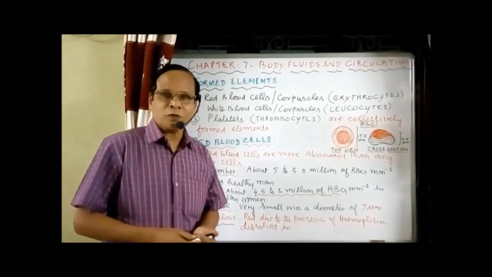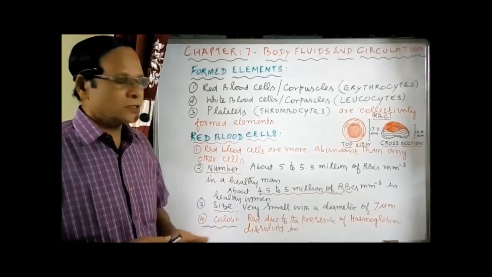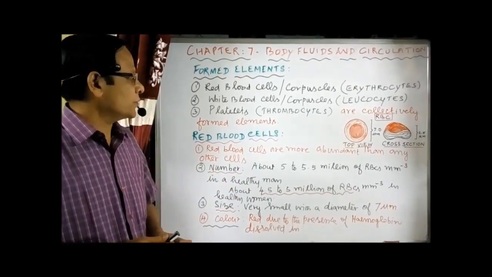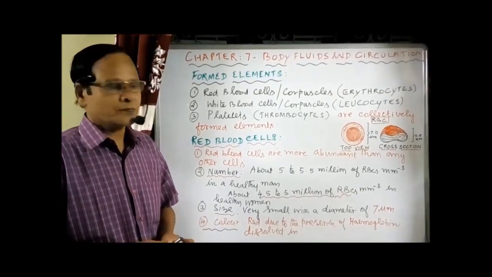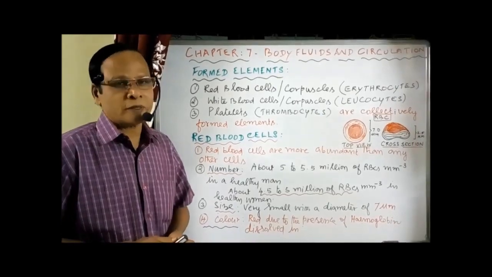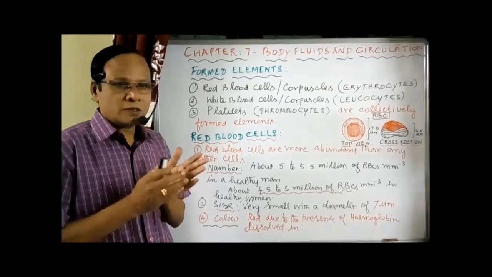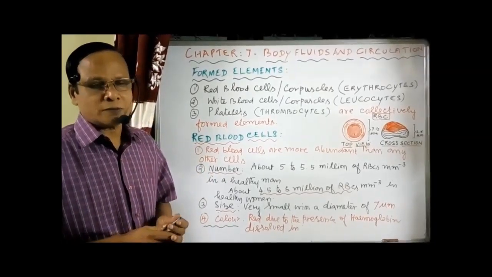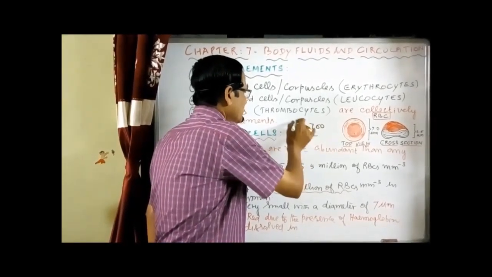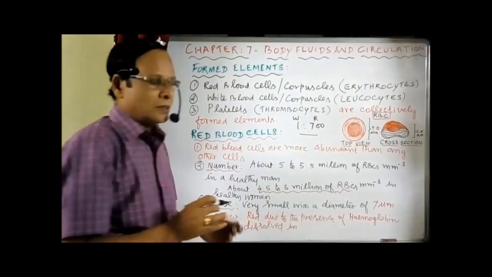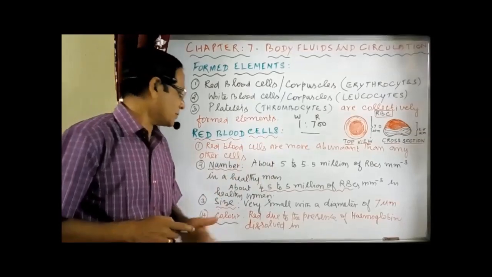Now let's take the first one, the red blood cells. As you already studied in your 10th standard, it's very easy to understand. If you compare the number of cells of RBCs, WBCs and platelets, the RBCs are more abundant than any other type. For example, if you take the ratio of WBC to RBC, for every WBC there are about 700 RBCs. This is the WBC, this is the RBC. So RBCs are the more abundant cells in the blood when compared to other elements.